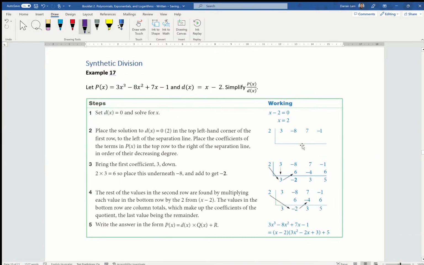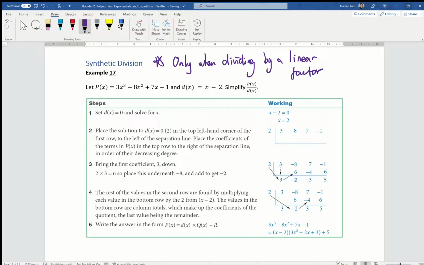Synthetic division. Did you do synthetic division last year? A little. It's an optional thing. You will never be asked to do synthetic division. The reason why it's not a compulsory concept is because it's very limited by the fact that it's only applicable when dividing by a linear factor. So, for example, if it's dividing by 2x squared, you can't use this.